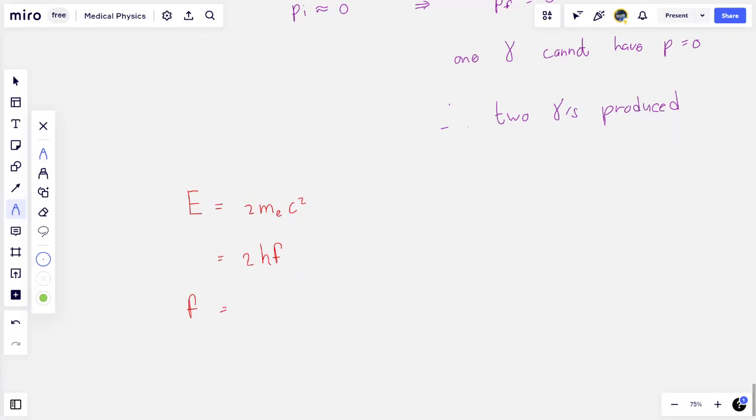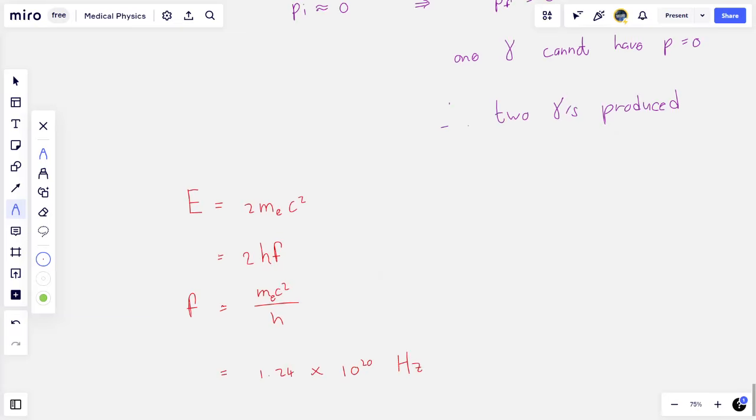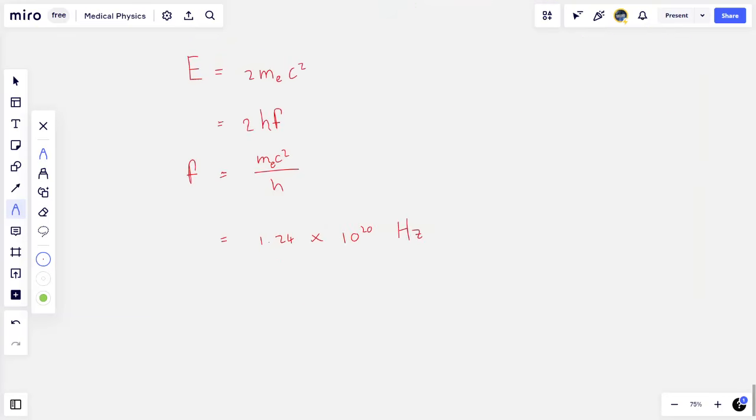So some simple mathematics gives us the frequency. If we wanted to find the frequency of the gamma rays produced, that's mc squared over h. If we put in the value of m for an electron, 9.11 times 10 to the minus 31, the value for c squared and the value for h, we get this frequency to be 1.24 times 10 to the power 20 hertz. Very, very high frequency, and that's why gamma rays are harmful. High frequency means high energy. But again, this is a last-ditch resort. I mean, we're not going to do this for every single patient, but we're going to do this if we really require the PET scan to be done.